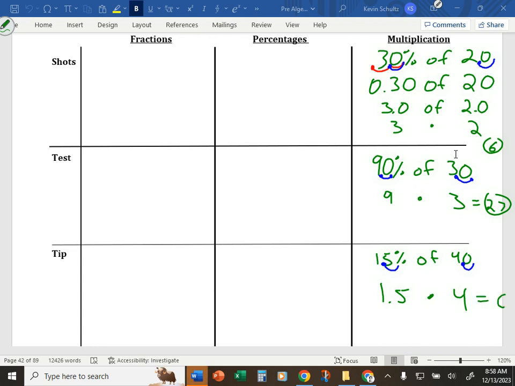So this one might not be as clean to do because they both don't end in a 0, but maybe you want to convert this 1.5 to 3 halves, multiply by 4 over 1, get the 6 that way, whatever you want to do, okay? But especially if they both end in a 0, it works out pretty slim. Questions on that multiplication method?